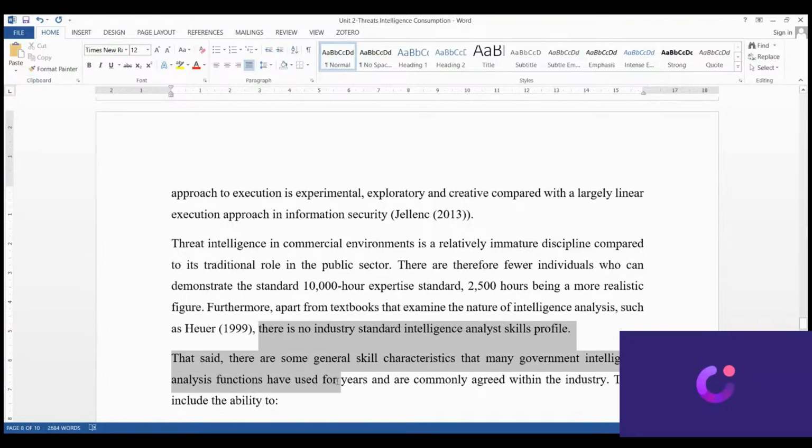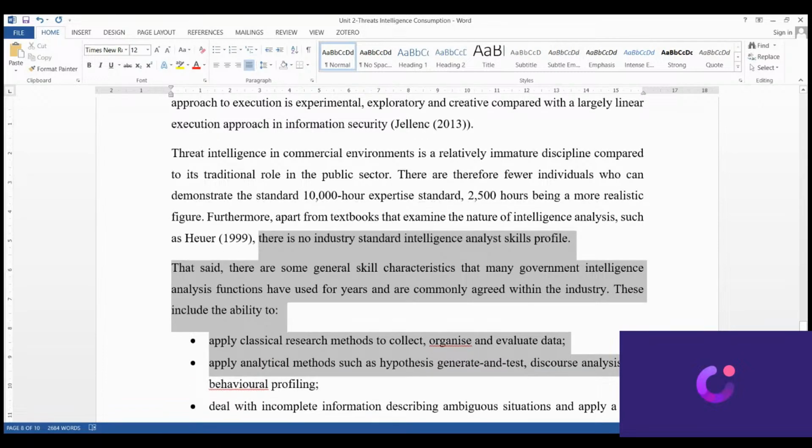That said, there are some general skill characteristics that many government intelligence analysis functions have used for years and are commonly agreed within the industry. So these include the following.